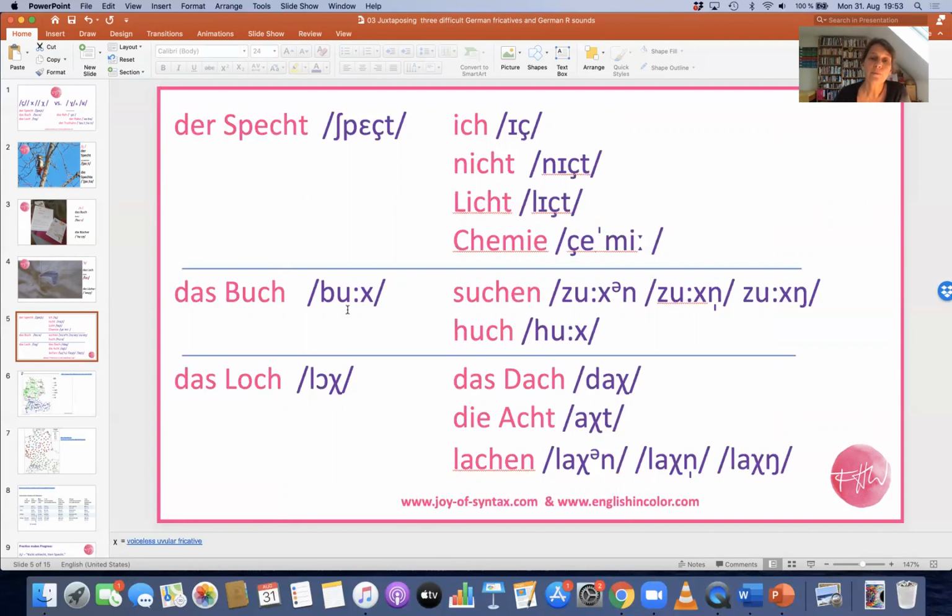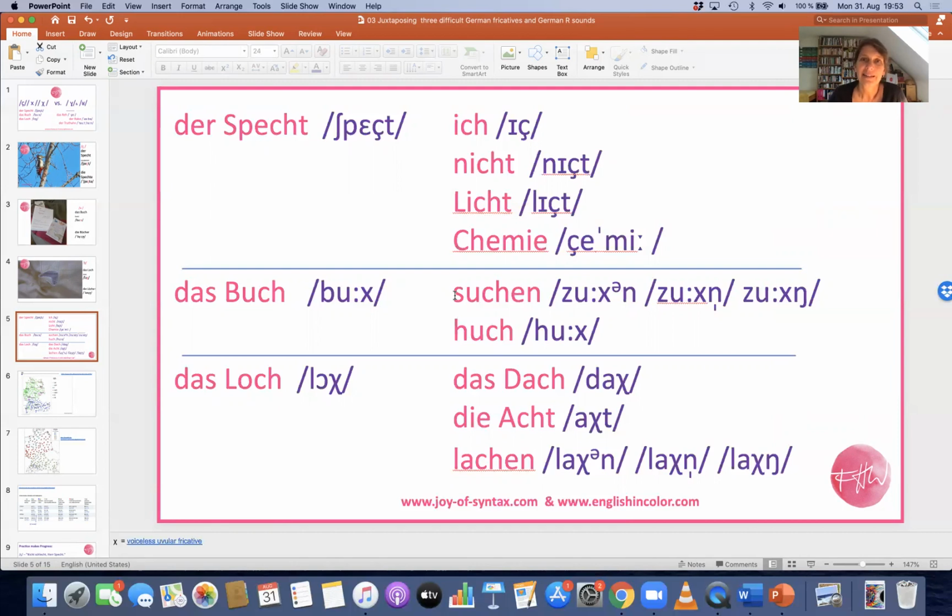Das Buch, it's the same as in suchen or cake is Kuchen. I didn't have that much space here, so I didn't put it here. Huch is an expression of fright or something like that. Huch, what's there? Oh my God. Like suchen, huch, Kuchen, Buchen.